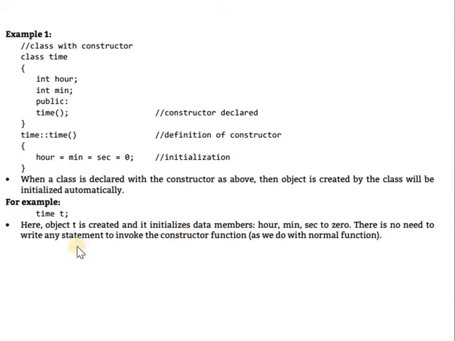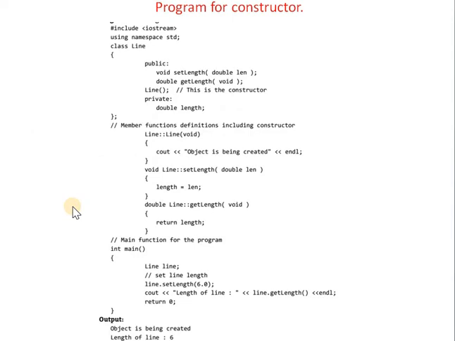There is no need to write any statement to invoke the constructor function as we do with a normal function. This means whenever we create the object for the class, the variables or the data members are initialized automatically. Let's see one program for the constructor. In this program, see this program.